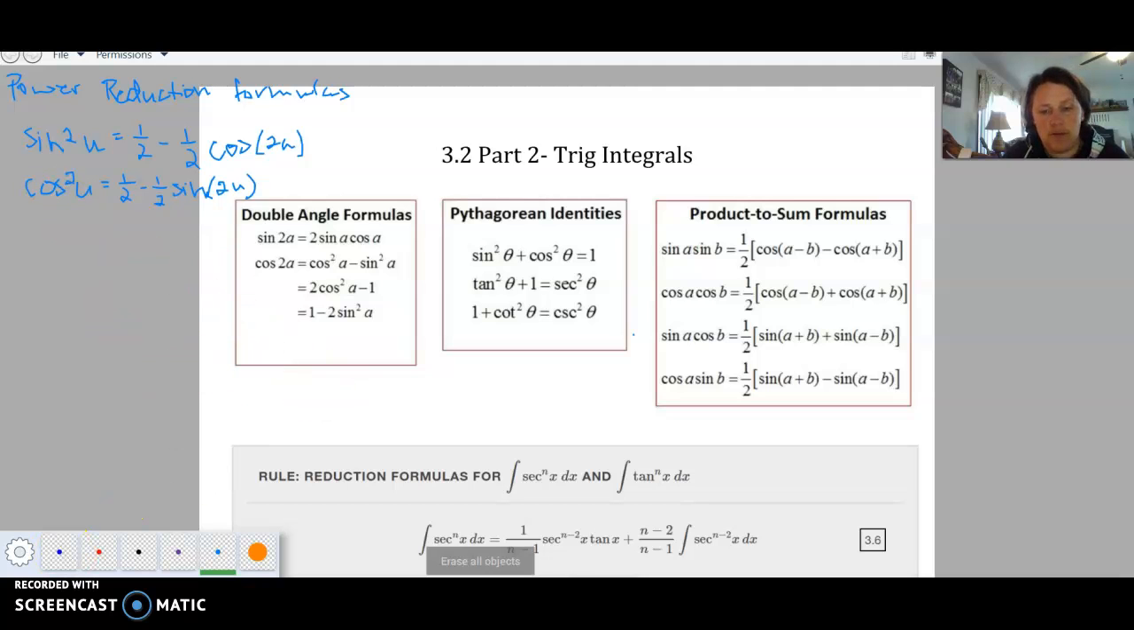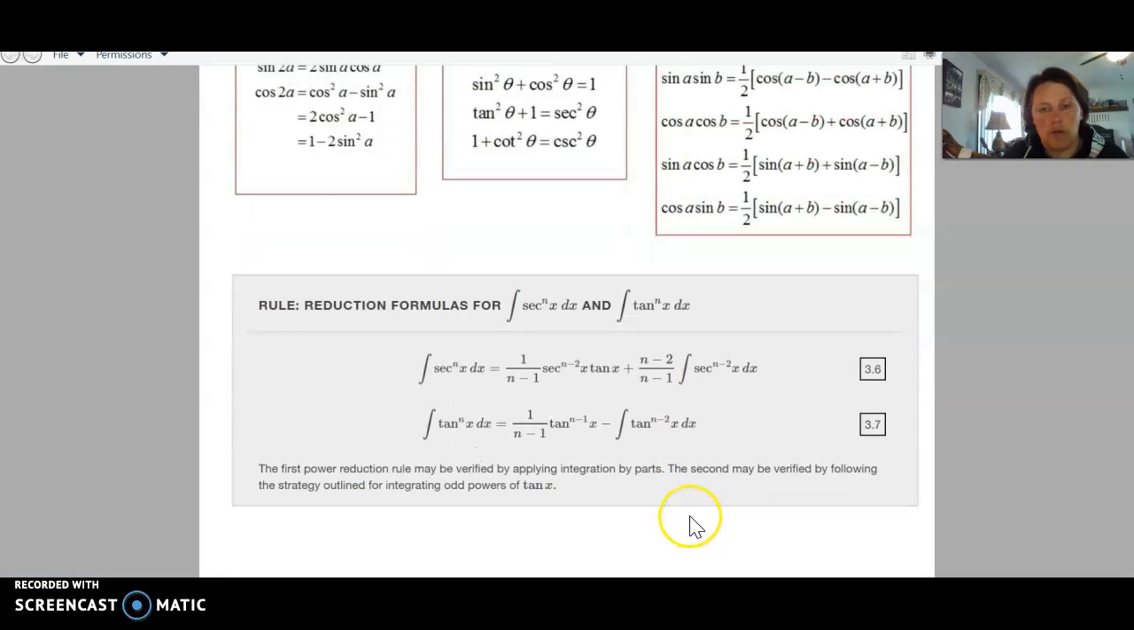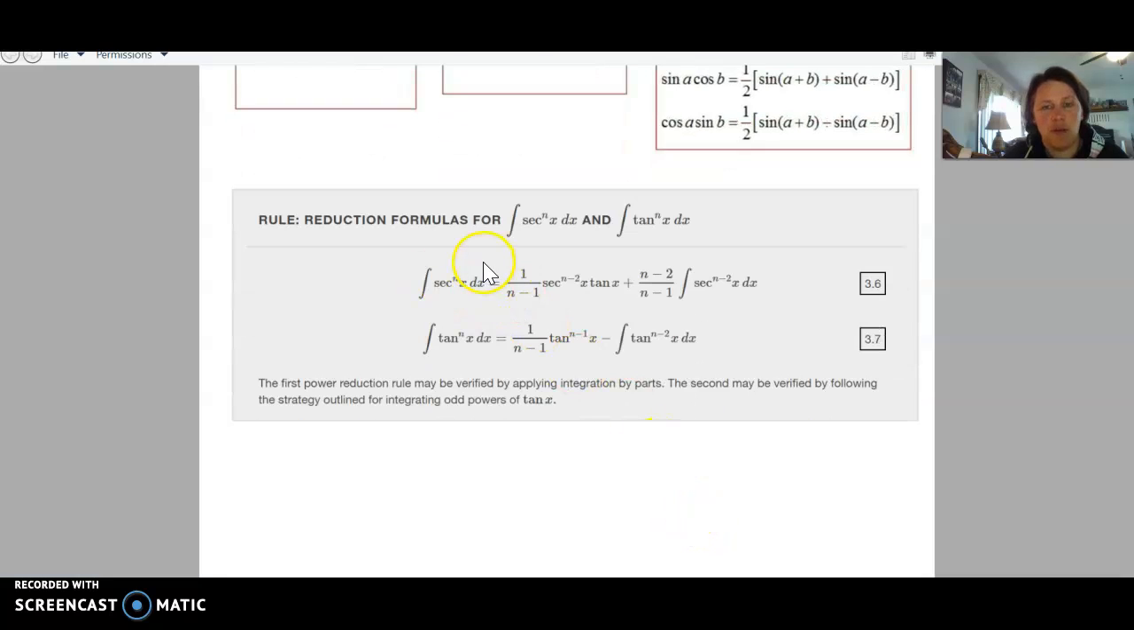Down here a little bit further, we have the reduction formulas for secant and for tangent. So this is also out of the book. So you can go into the OpenStax website, section 3.2, and scroll down. You'll find the reduction formulas for secant and for tangent. Okay, so go ahead, write those down. Pause this if you need to get those written down.